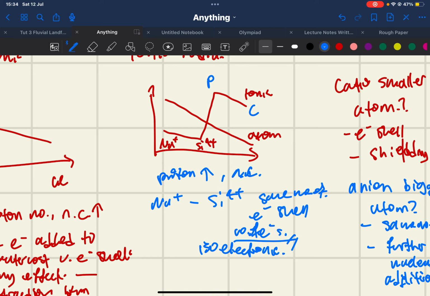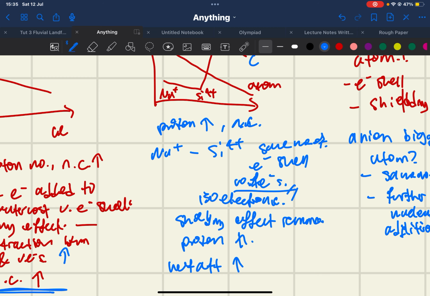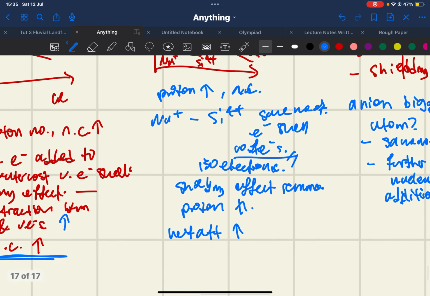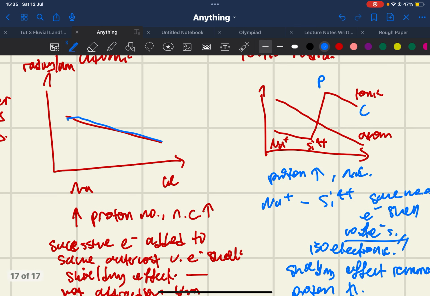It basically just means that this anion, or particle in general, possesses the same number of electrons as the other particle. The isoelectronic. So what happens is that the shielding effect remains the same. But what doesn't remain the same is the proton number. So the proton number increases, and then the nuclear charge increases. So essentially the net attraction will actually increase between the nucleus and the valence electron shell. Therefore it will become smaller and smaller. So just like that. It's the same explanation as this. There's a reason why it's going down.